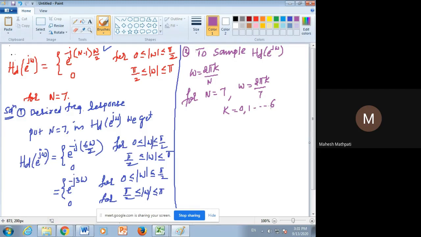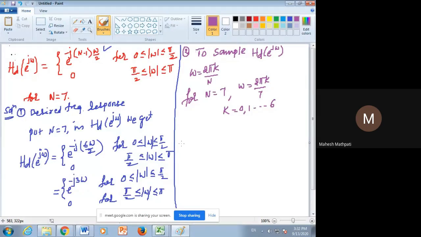Have you understood this point? Any difficulty here? What I am replacing omega with is omega equals to 2 pi k by n. So that is what we are calling a sampling.